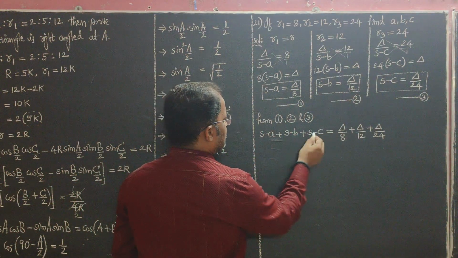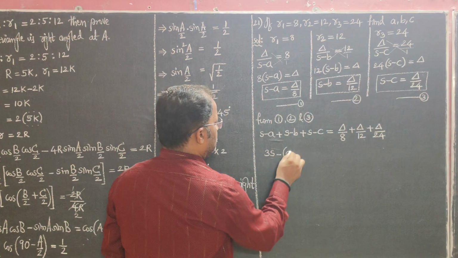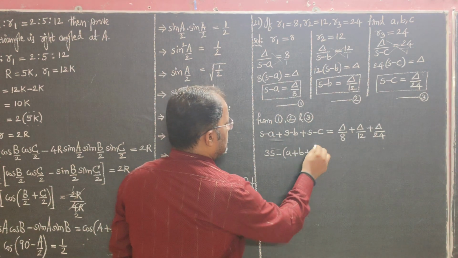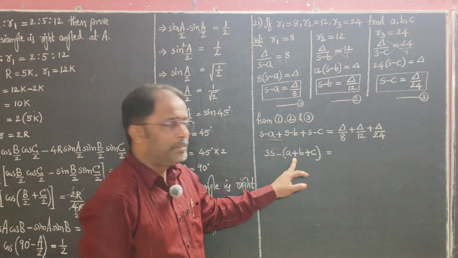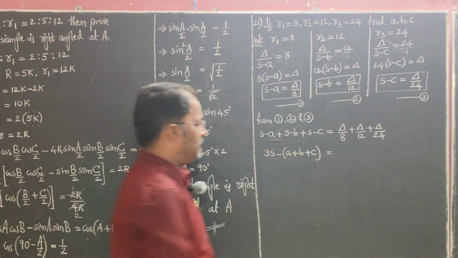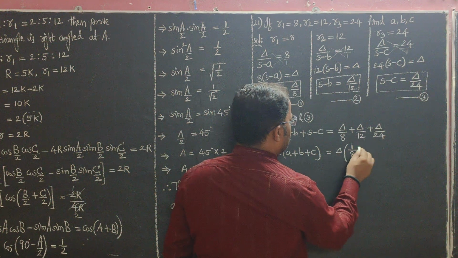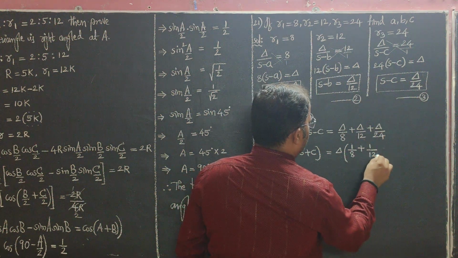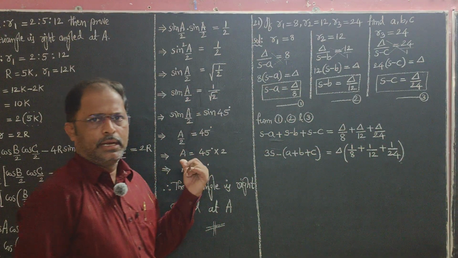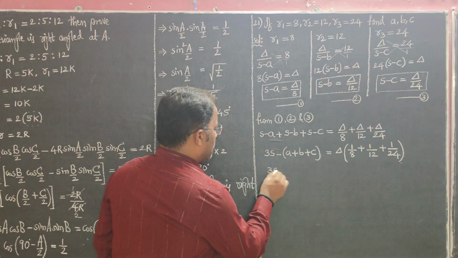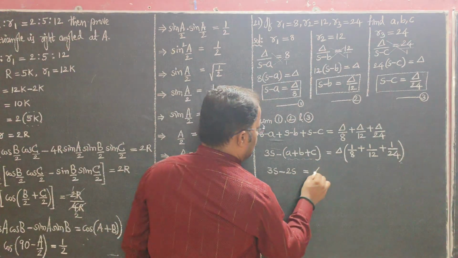See, s plus s plus s, 3s. The remaining from the 3: minus common, means minus of a plus b plus c. Clear, minus a minus b minus c, taking minus common out of this gives a plus b plus c. And see, from this delta is common, delta common means 1 by 8 plus 1 by 12 plus 1 by 24. Clear, just take delta common. Okay, right. Now 3s minus a plus b plus c means 2s equals delta as it is.